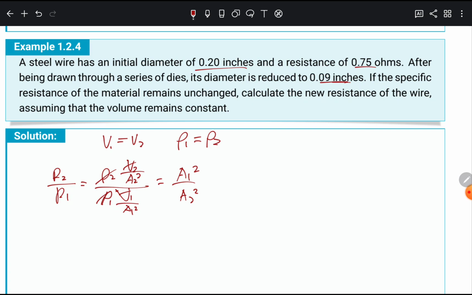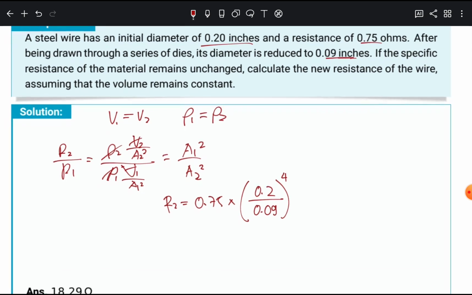Then the diameters are given and also the resistance is given. The initial resistance is 0.75. So the new resistance now will be equal to 0.75 ohms multiplied by, don't forget to square this again, that's the area, and the diameter is given. The initial diameter is 0.2, you divide that with 0.09. Then, instead of raising this one to square, we raise this one to fourth because the area is d squared. And you square the area, so you raise to the fourth your diameter.